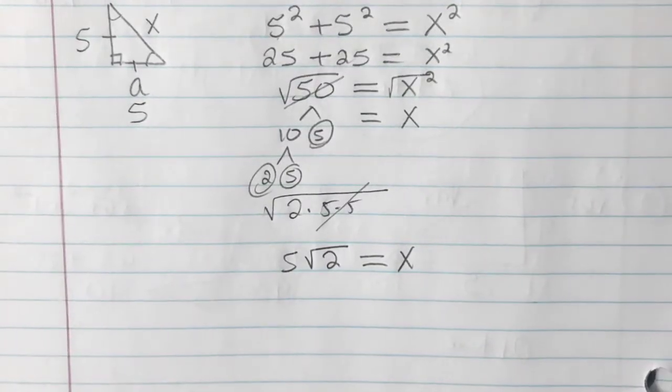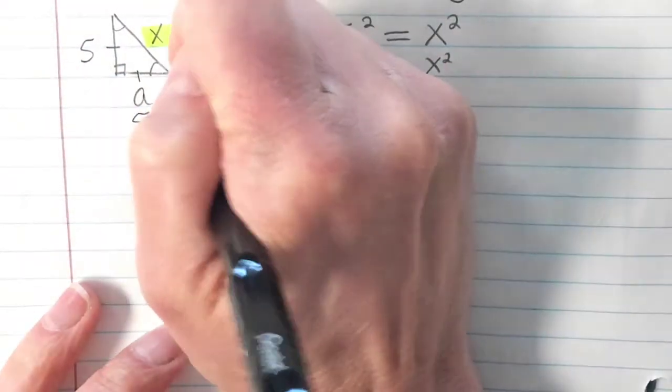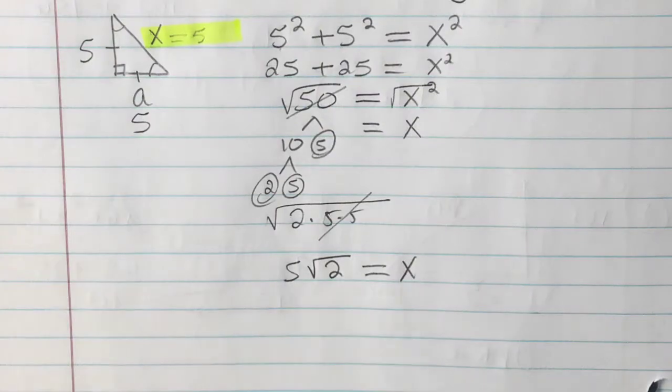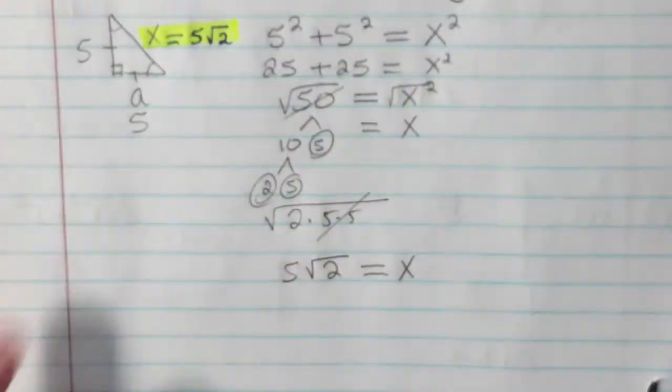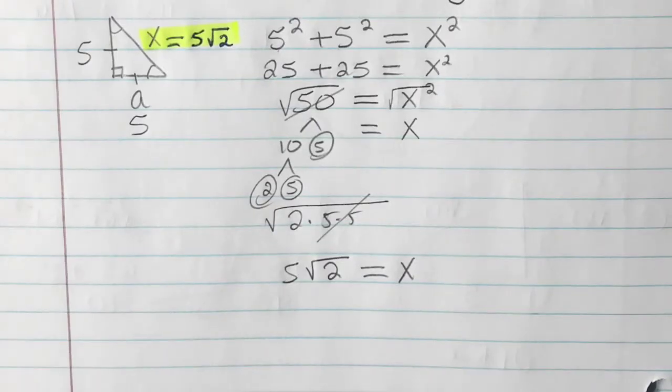So we just figured out that the length of this missing hypotenuse, it's not showing up very well with the highlighter, is 5 root 2. Interesting. It has the 5 from the other 2 legs in it and a root 2 added on the end. Questions on that example? Because no, we are not done.